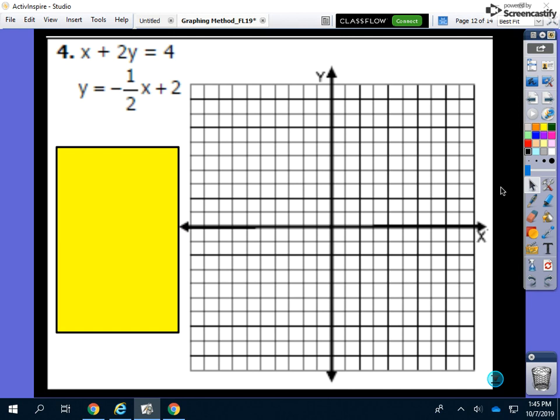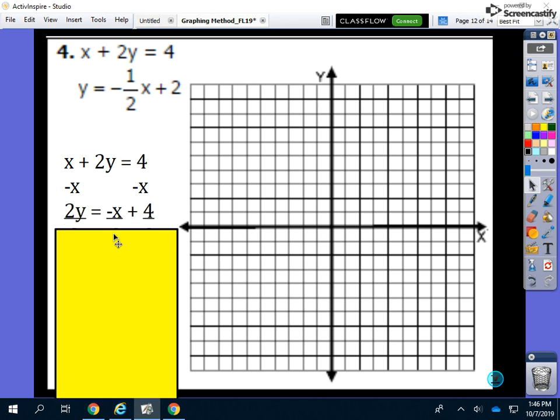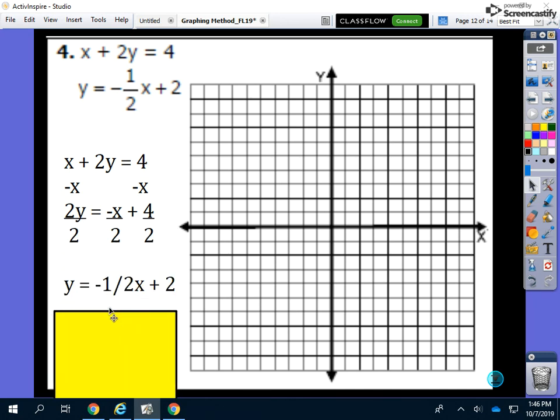For example number 4, you'll notice this first equation is not in slope-intercept form, so you must change it into slope-intercept form. Here are your steps. Step 1, you will subtract x from both sides. Step 2, you will then divide both sides by 2. Then you will have your slope-intercept equation, y equals -1/2 x plus 2.